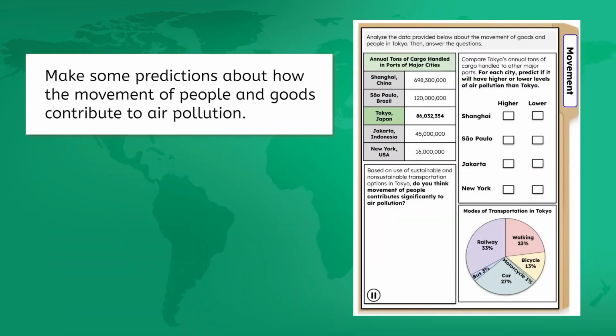All of this talk of transportation and trade has me thinking about movement. We should look closer at the movement of people and goods into, out of, and within Tokyo to see how it affects the air quality. Take a look at these charts in your lesson guide to make some predictions about how the movement of people and goods contribute to air pollution.